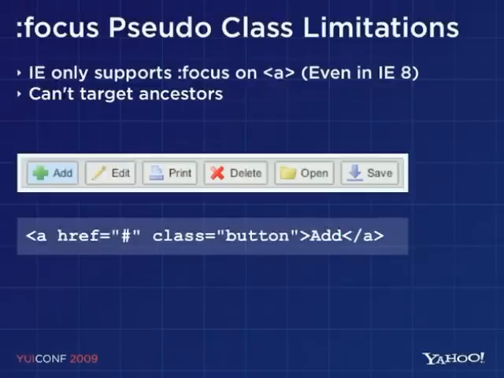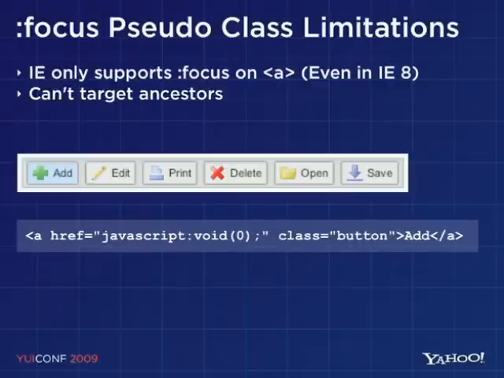This problem typically leads developers down this path as an alternative. They'll end up using something like the anchor tag, specifying an href of pound, or even worse, something like JavaScript :void, passing in 0, and then they'll add a class button so that they are able to style the button the way they want. They can take advantage of the focus pseudo class.